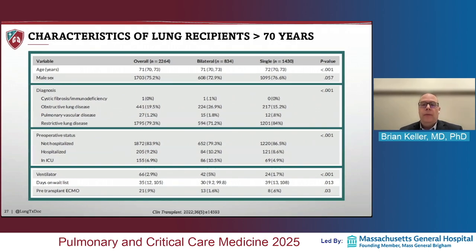Now, if we look at those patients from that group over the age of 70, and over the course of this study, this is a database study, there were 2,200 patients over the age of 70 that were transplanted. 2/3 of those received single lung transplants and a third bilateral lung transplants. The majority of these patients were male. Most of these patients, again, were restrictive lung disease, with more restrictive lung disease receiving single lung transplants than obstructive lung disease, which tended to get a little bit more bilateral lung transplant. Again, single lung transplants were less likely to be hospitalized or in the ICU, and also less likely to need pre-transplant ECMO.